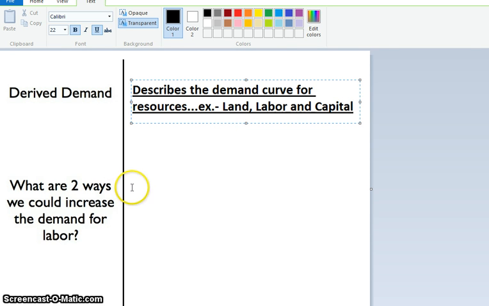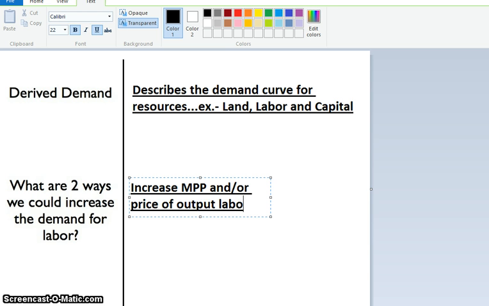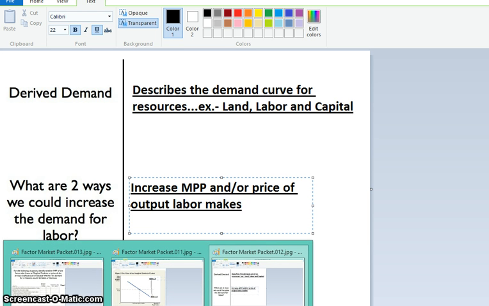So hopefully by now, you see two ways we could increase the demand for labor: increase MPP, and/or the price of the product that labor makes, the output labor makes. Okay, if it's bananas that they pick, then that's the price of the bananas. If it's, I don't know, DVD videos, make the price of DVD videos bigger. Okay, but those would affect your demand for those resources.